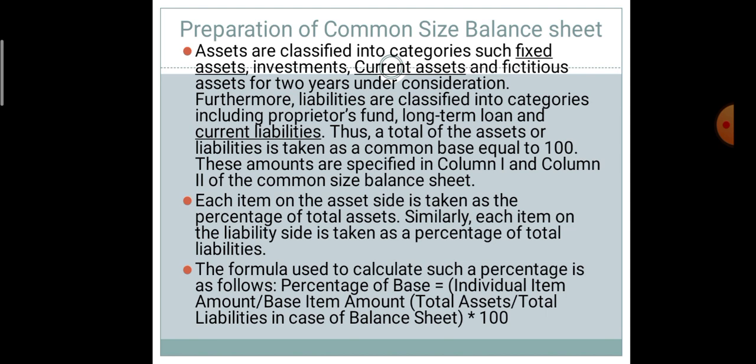Each item on the asset side is taken as the percentage of total assets. Similarly, each item on the liabilities side is taken as a percentage of total liabilities. The formula used to calculate such a percentage is as follows. That is, percentage of base is equal to individual item amount divided by base item amount, that is, in brackets, total assets or total liabilities in case of balance sheet, into 100. So this is how with the formula it will be calculated.